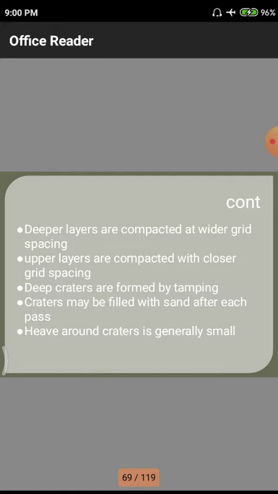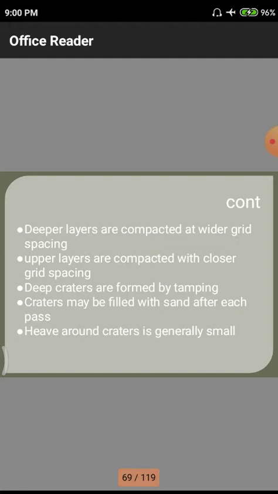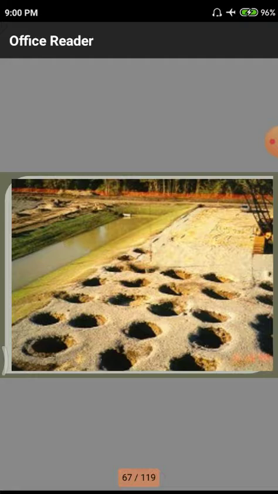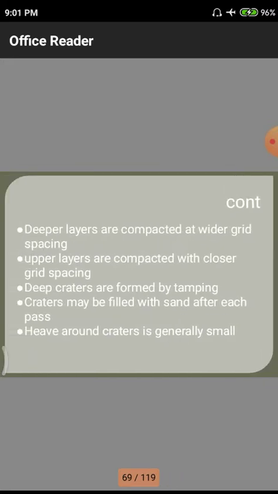Deep craters are formed by tamping. That means deep craters. In the diagram below we have shown these deep craters formed by tamping. Craters may be filled with sand after each pass. Crater means the gap which is formed due to the blow of the weight. Those gaps will be filled with sand after each pass.